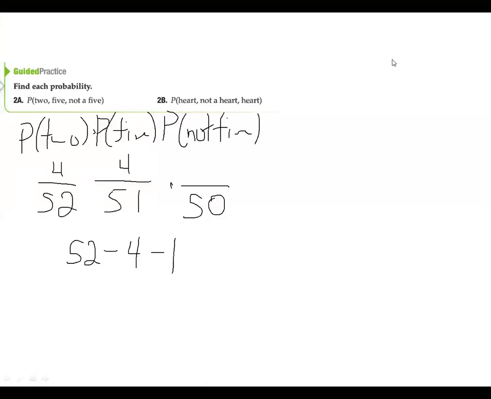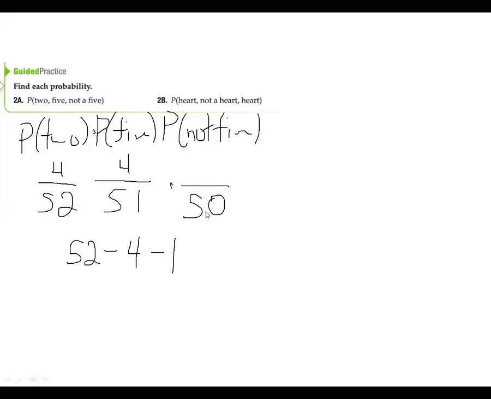My explanation there. So the probability of a 2, there's 4 2s out of 52, so it's 4 out of 52. So if you pick 1, the amount remaining for the next card would be 51. Probability of 5, there's still 4 5s left, so it's 4 out of 51. And the next card, the probability of not picking a 5, picking a card that's not a 5. So you already picked 2 cards, so there's 50 left.